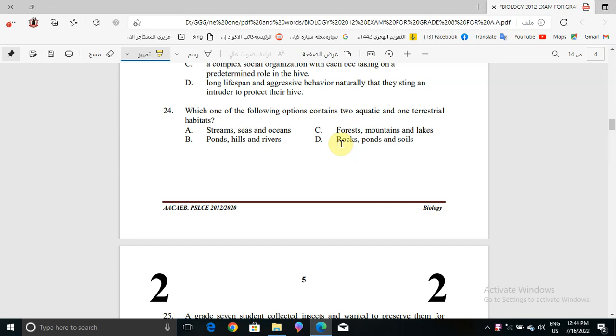Here in choice B we have ponds, hills and rivers. Yes, this is the correct answer. Why? Because ponds and rivers are aquatic habitats, but hills are terrestrial. So that means the correct answer for question number 24 will be choice B.